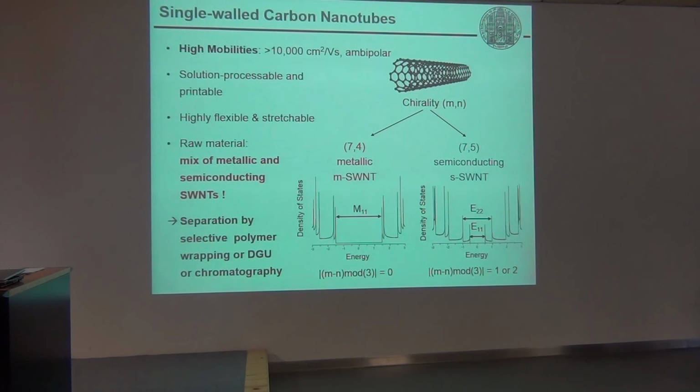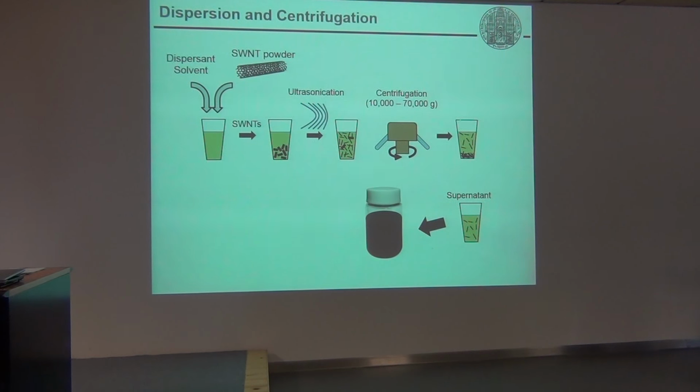There's density gradient ultracentrifugation, chromatography techniques nowadays. And the technique that we are using is selective polymer wrapping, which is very simple. So the way it works is you buy a powder of carbon nanotubes. They're commercially available nowadays. You have a dispersant, can be different ones. A solvent can be water or maybe toluene. You ultrasonicate to break up the bundles of the carbon nanotubes. Then you centrifuge, and whatever is still bundled ends up at the bottom of your centrifuge tube, and you get a supernatant. And very often this supernatant will look black.